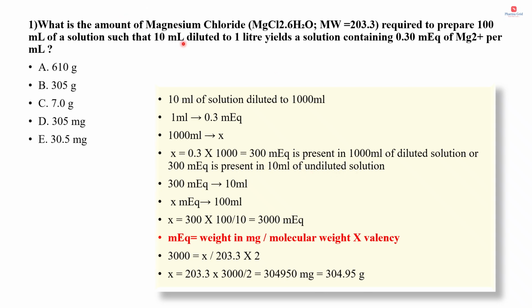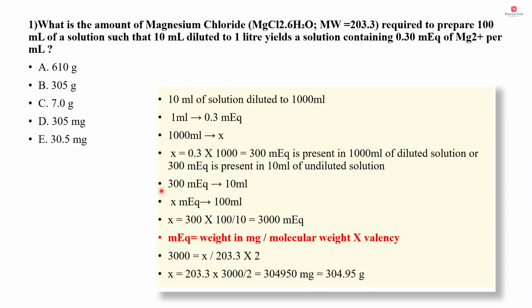See the question here, 10 ml diluted to 1 liter. So the milliequivalents won't change even if you dilute it. So 300 milliequivalents is present in 10 ml of undiluted solution. You can rewrite it as 300 milliequivalent is present in 10 ml. Now we can find out the number of milliequivalents present in 100 ml, because we need to find out the amount of magnesium chloride required to prepare 100 ml.